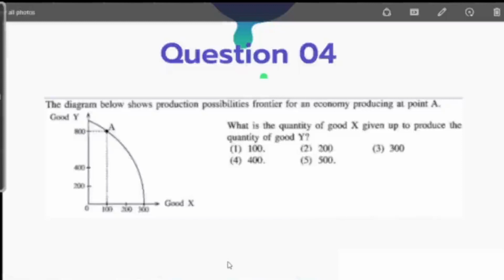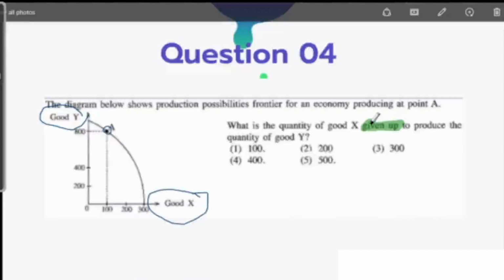Our next question is from the 2019 multiple choice question paper. The diagram below shows a production possibilities frontier for an economy producing at point A. So this PPC is constructed for two different goods. One is good Y, the other one is good X. And this economy is operating at point A. So we have 800 units of good Y and 100 units of good X. The question is, what is the quantity of good X given up to produce the quantity of good Y?